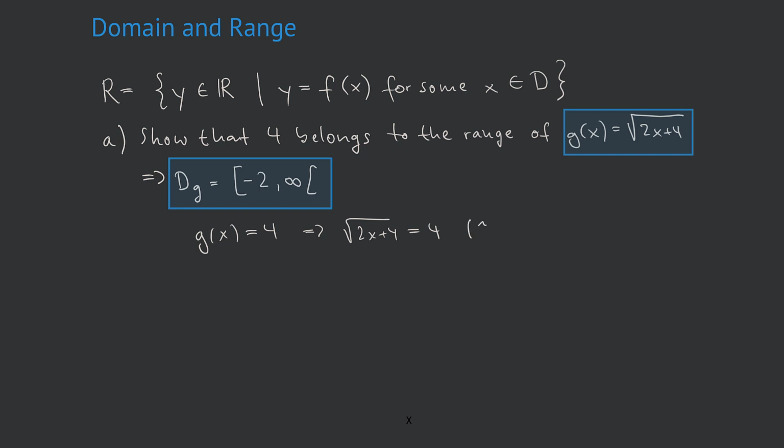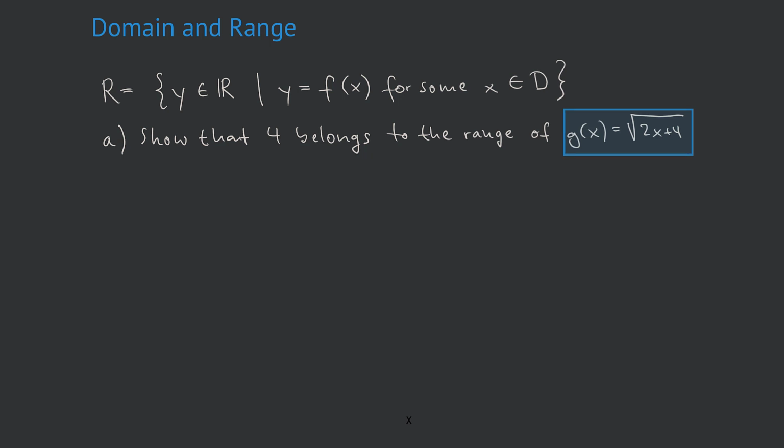So we take the square of both sides, which gives 2x plus 4 equals 16. Now if I subtract 4, I get 2x equals 12, which is x equals 6. So we have found that it is g of 6 which equals 4. So the question was if 4 belongs to the range of that function g. And the answer is yes, 4 does belong to the range because there is a real number x, which is 6, which belongs to the domain of g and which is taken by g to the number 4.